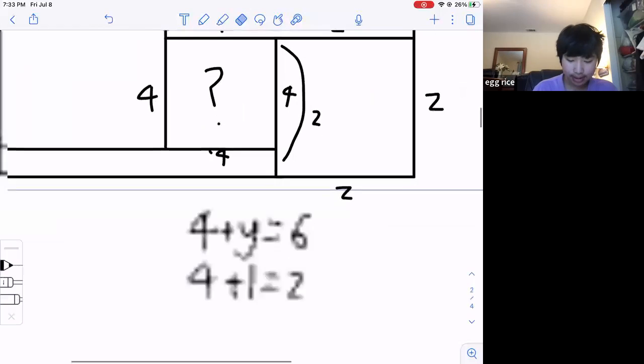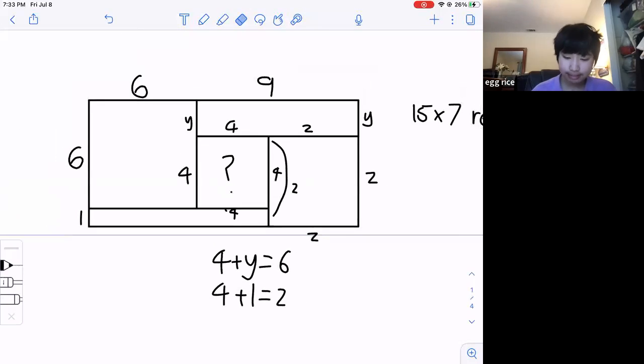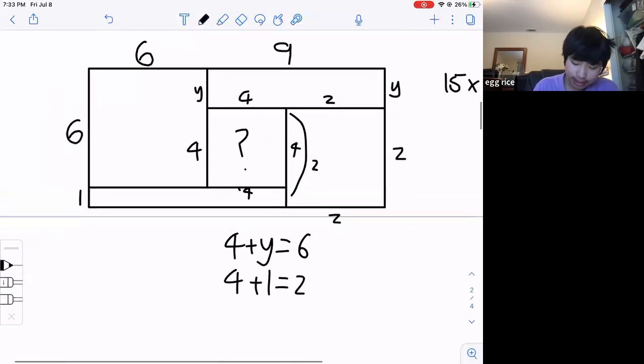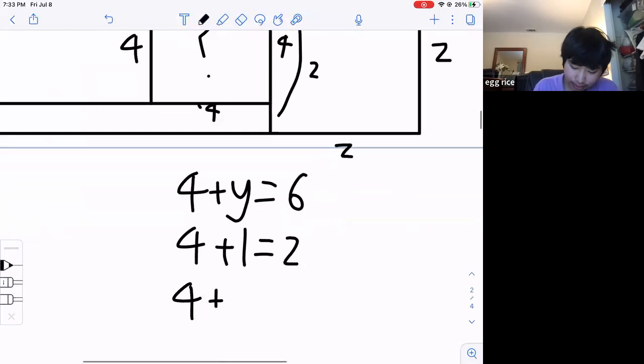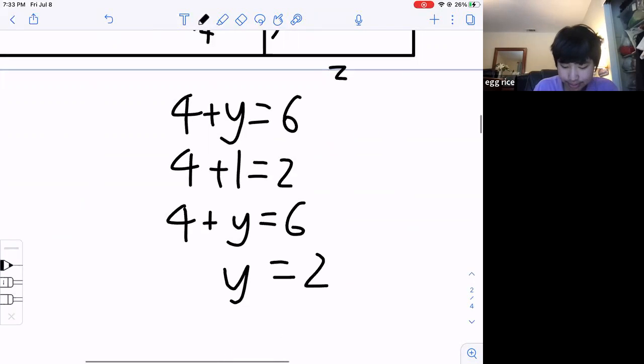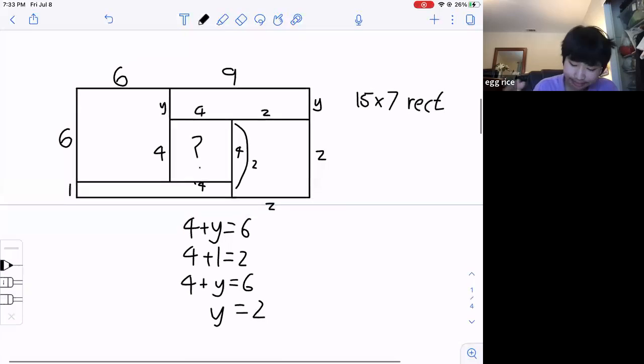And if you remember, 4 is x. Because we can do something very similar, right? So 4 plus y equals 6, which just means that y equals 2. And that's what she was saying.